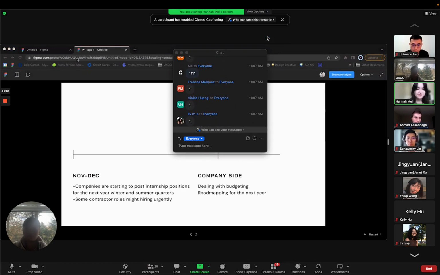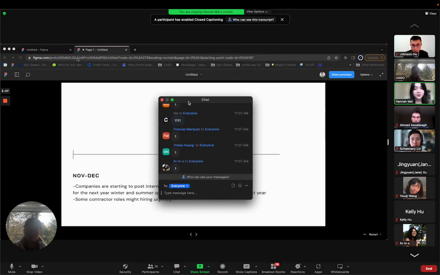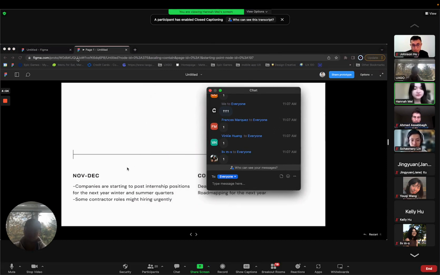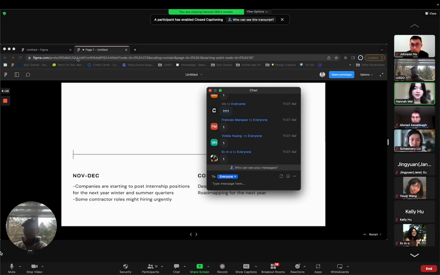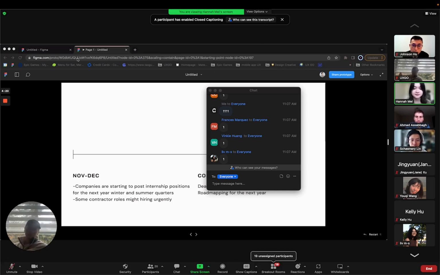For November to December, most companies are starting to post internship positions for the next year, almost for winter quarter and summer quarters. But we're also going to find some contractor roles they might be hiring urgently at this time, because it's kind of the end of the year. And for the next year, if some employees have maternity leave, small businesses have to hire someone urgently at this moment.